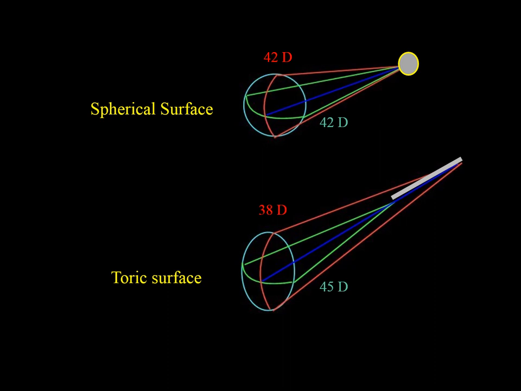Another example of a spherical surface and a toric surface. A spherical surface will result in myopia or hypermetropia, while a toric surface will result in regular astigmatism.